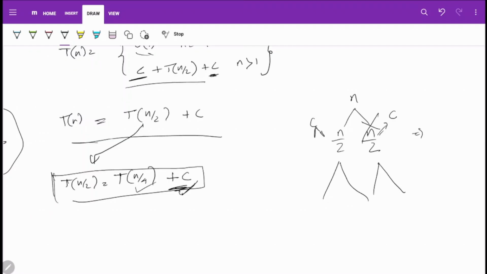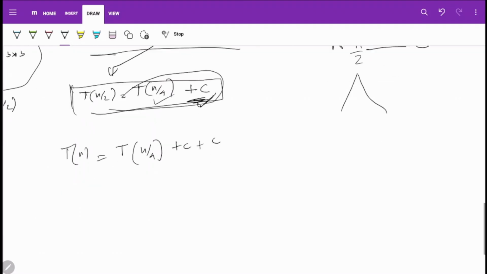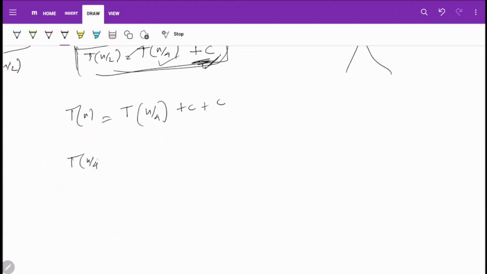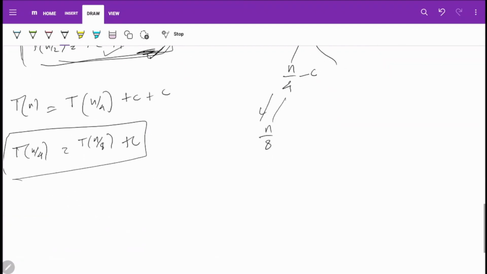Since we are not going this side, we will not take it. So the total cost here is C, here also it is C. Let's see what the total cost is as T of n by 4. So the equation was T of n by 4 plus C, this is for this one, and I have another C. Let's find T of n by 4. T of n by 4 will be equal to T of n by 8 plus C. So again, the cost at this level to divide n by 4 into n by 8 will be the same, C. So at each level you can see the cost is C.